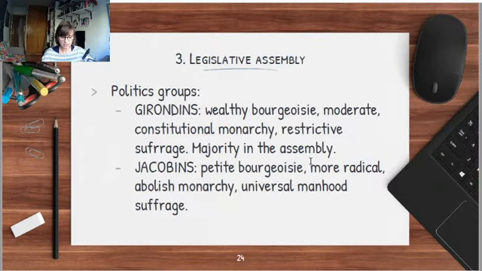We're going to move on to the third stage, called the Legislative Assembly. Here we need to talk about the main political groups into which the revolution is going to be divided. Mainly the Girondins, the wealthy bourgeoisie, moderate constitutionalists who prefer a constitutional monarchy and restricted suffrage. On the other hand, we have the Jacobins, supported by the petit bourgeoisie. They're more radical. They wanted to abolish the monarchy, and universal manhood suffrage is one of their demands.